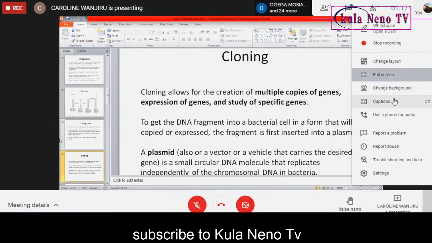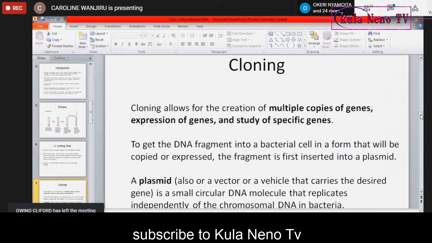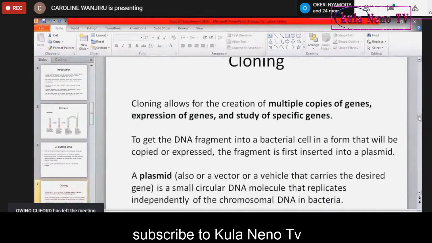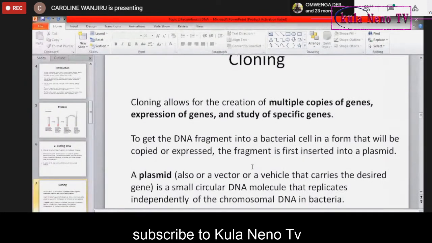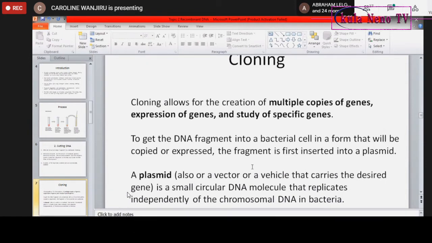So what is cloning? Cloning allows for the creation of multiple copies of genes, expression of genes, and study of specific genes. Cloning is basically just making copies. It could be copies of genes, or copies for expression of genes, and it will also help you in the study of specific genes.